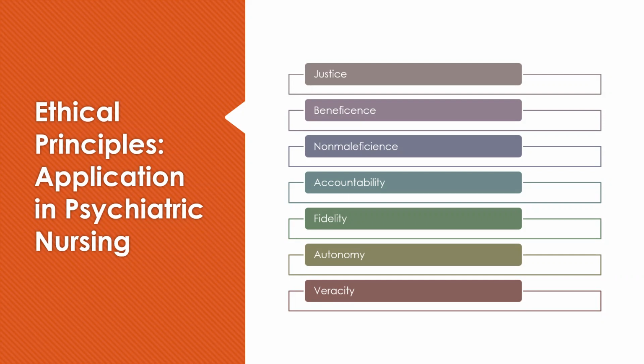Autonomy is another one that can be difficult in psychiatric nursing, and that's the right for someone to make their own decisions. In psychiatric nursing, a patient may be on a court order for treatment or involuntarily admitted. So they're receiving treatment that may not be their choice. It may be against their will. It is something that legally we have to follow.